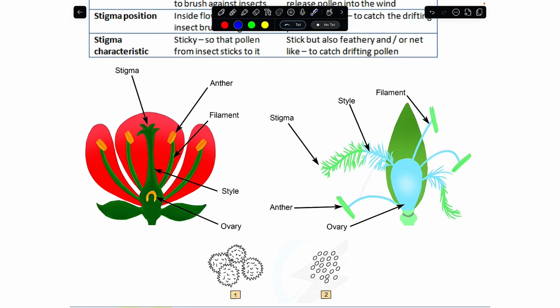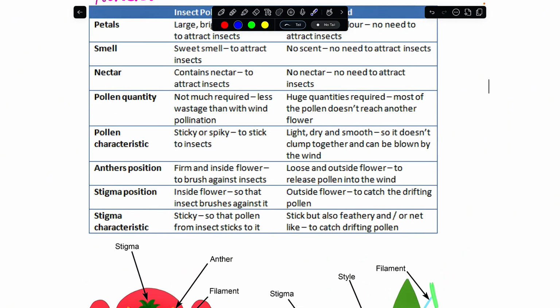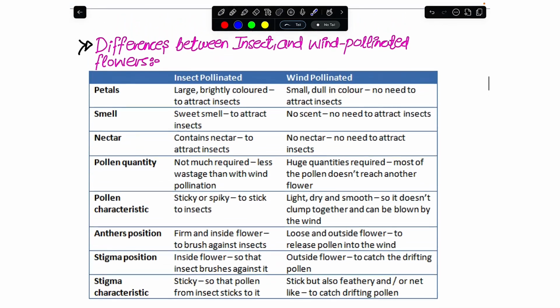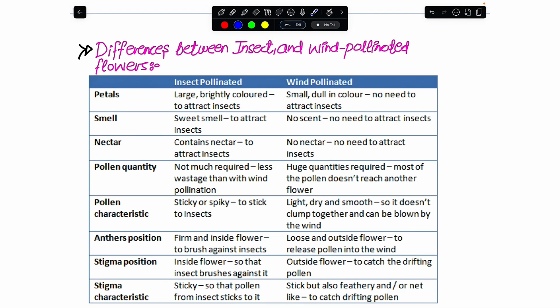Moving back to the table, to indicate whatever I have said verbally. So here this table enlists all those differences that we have between the insect and the wind pollinated flowers. You see that in this table we have this section for the insect pollinated and this is for the wind pollinated, and toward this side we have their features.